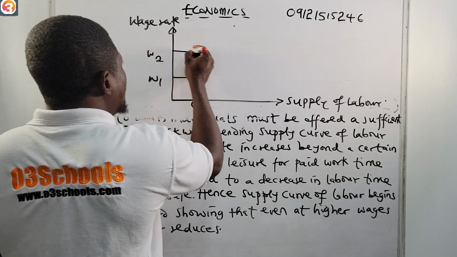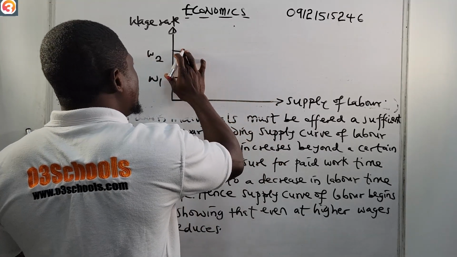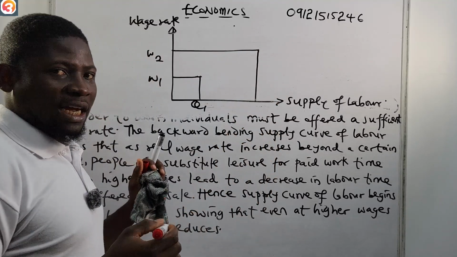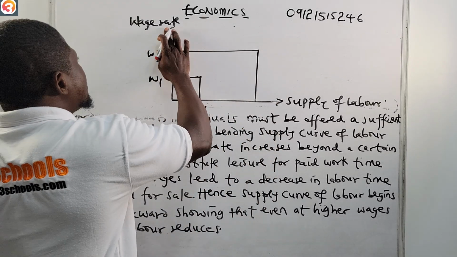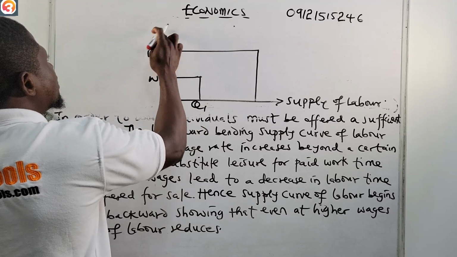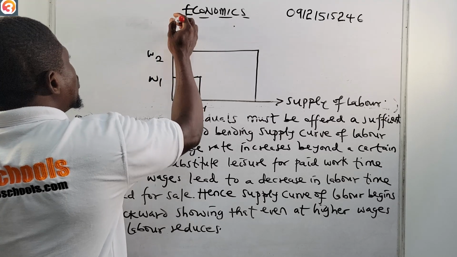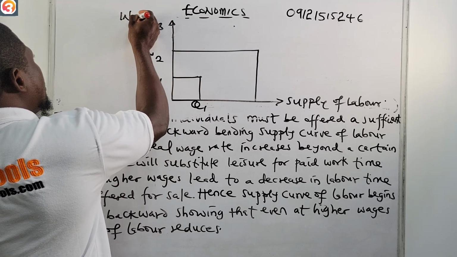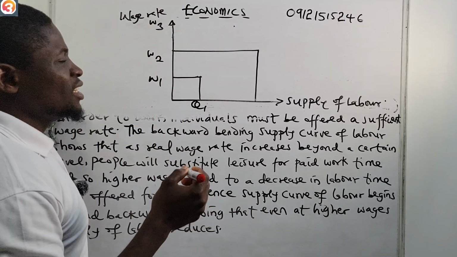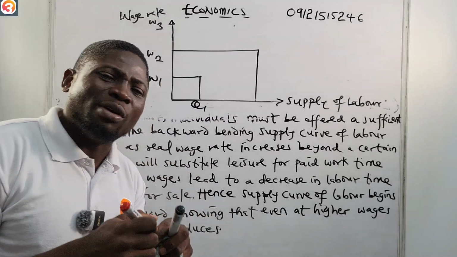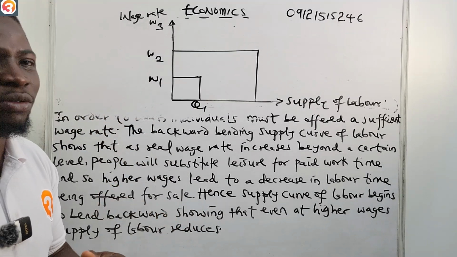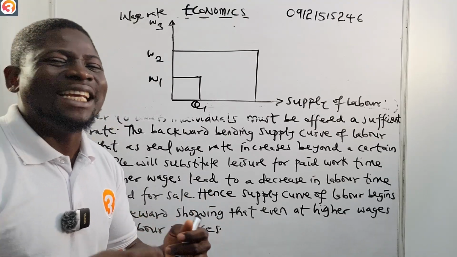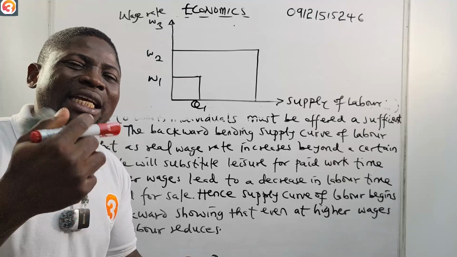Now when they increase the wage rate to W2, people say, this is an opportunity to make more money. They work more. So it happens like this. Now, when the wage rate increases to W3, it gets to a point, like I said, that people will say, no, I need to spend more time to enjoy myself. What is the essence of making this money if I am not enjoying?